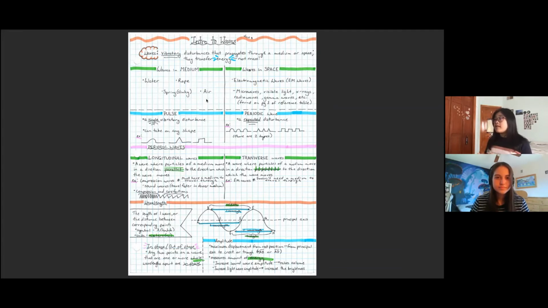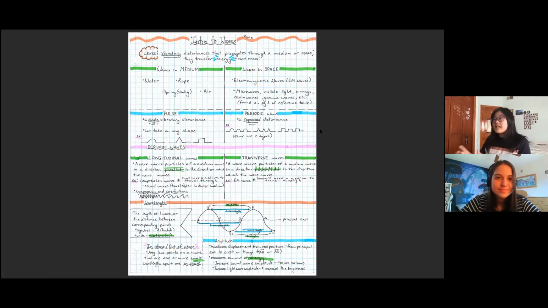Waves in space are usually electromagnetic waves. They include microwaves, visible light, X-rays, etc., and they can be found on page 2 of the physics reference table. There are two types of forms of waves. So we have pulse and periodic waves.